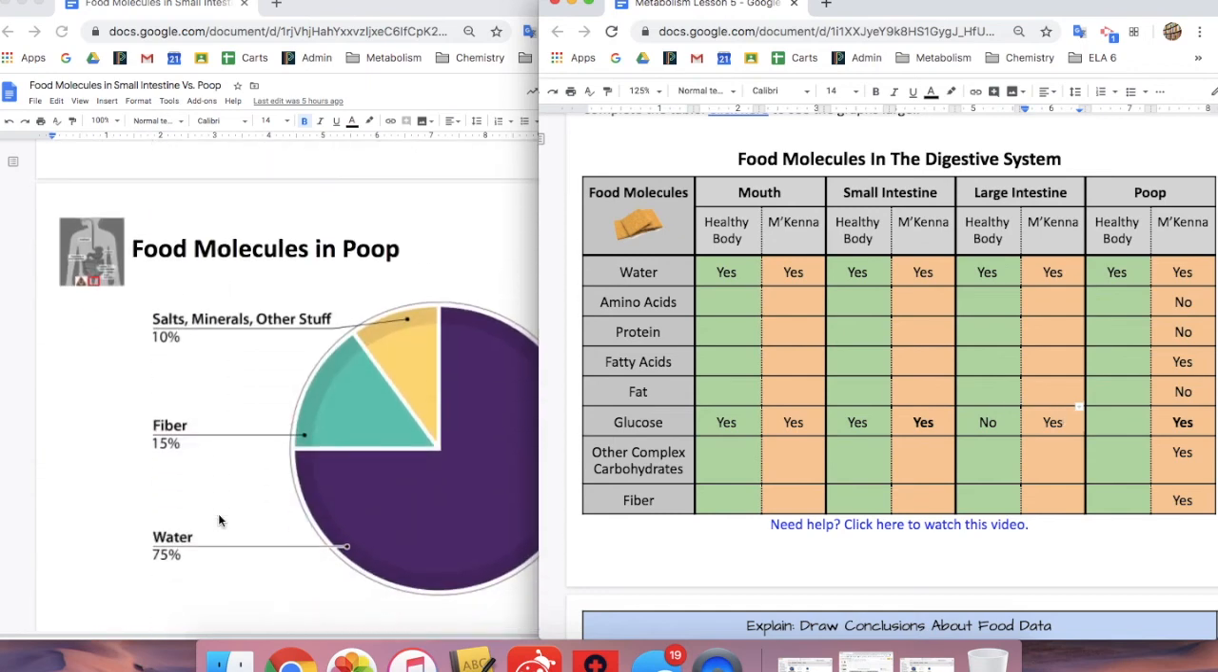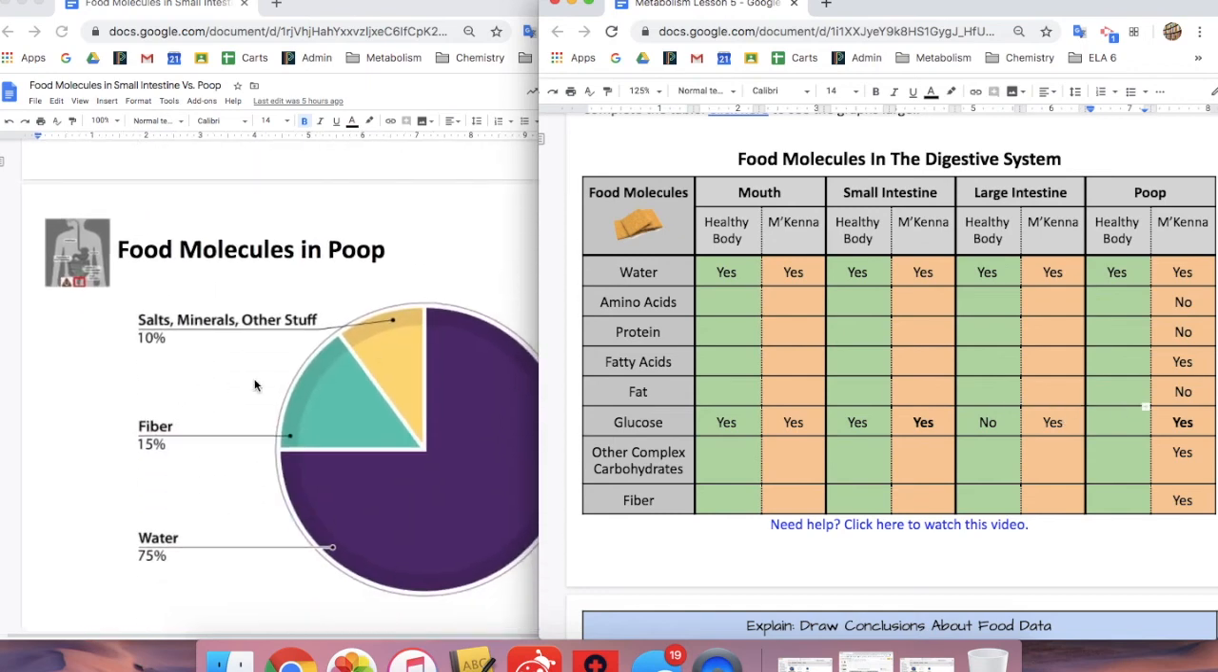Last but not least, poop. Does a healthy person have glucose in their poop? Does McKenna have glucose in her poop? So glucose is really interesting. I'm noticing that in a healthy digestive system, all of the glucose seems to disappear between the small intestine and the large intestine. But in McKenna's digestive system, the glucose is not disappearing, and it's coming out in her poop.